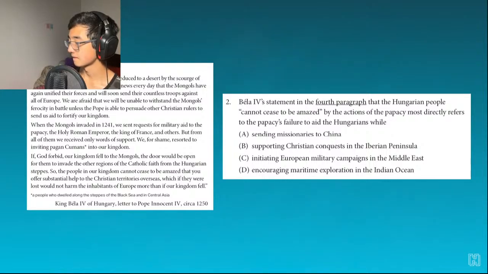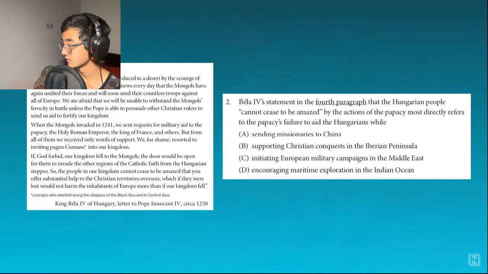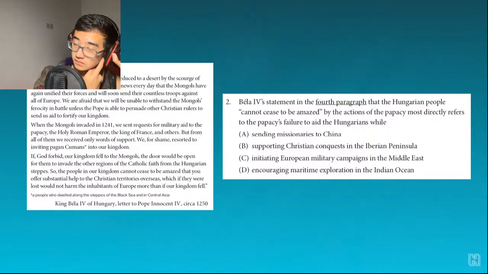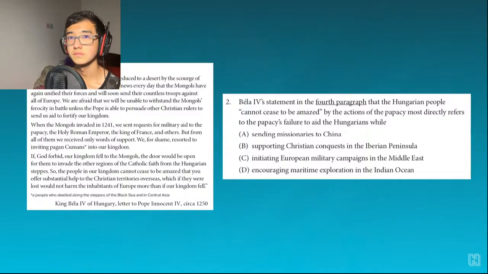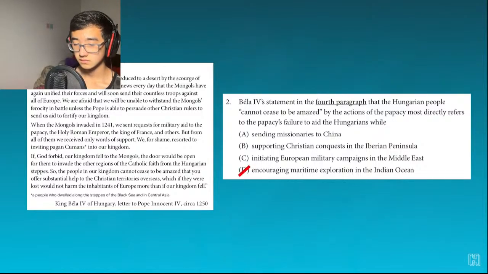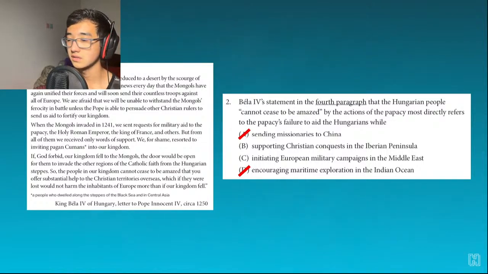Okay, so this question is asking you to contextualize this little phrase, cannot cease to be amazed. What is going on in the larger story of this time that tells you what that means? Okay, again, let's start with the obviously wrong answers. D, absolutely not. Maritime exploration in the Indian Ocean is still a couple hundred years away. And A is another obviously wrong answer, sending missionaries to China. Now, they did send missionaries to China, but this is more towards the end of this period and certainly more into the next period than now.